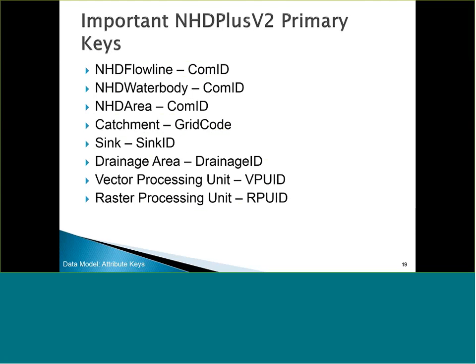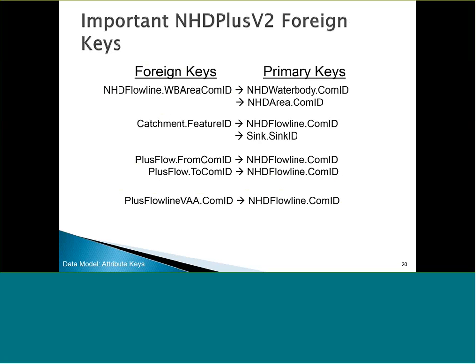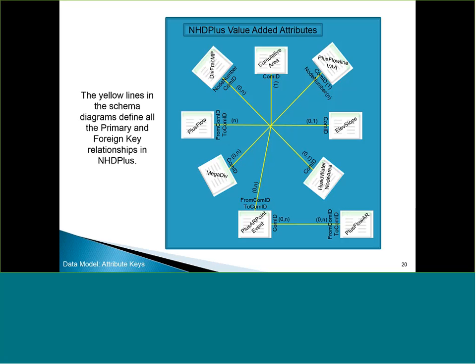These are some important primary keys that define the unique identifier for each listed NHD Plus object. Here are some important foreign and primary keys used to relate objects listed on the left to other objects listed on the right. The yellow lines in the schema diagrams define all the primary and foreign key relationships in NHD+. Note that all the tables link to each other using the NHD flowline COMIDs.